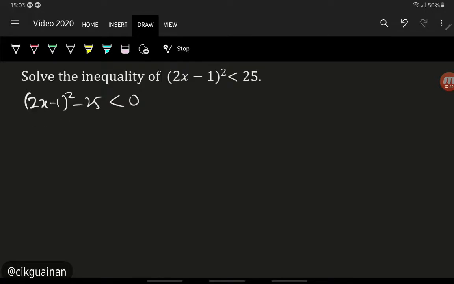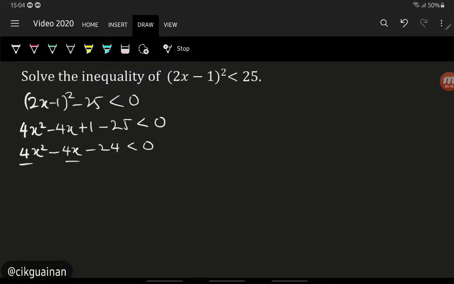For this one, it's not even in general quadratic form, so we have to expand it now. So 4x squared minus 4x plus 1 minus 25 less than 0. So simplify it further: 4x squared minus 4x minus 24 less than 0. This 4, 4 and 24, we can simplify it further to become x squared minus x minus 6 less than 0. So as you can see here, the x squared is positive.